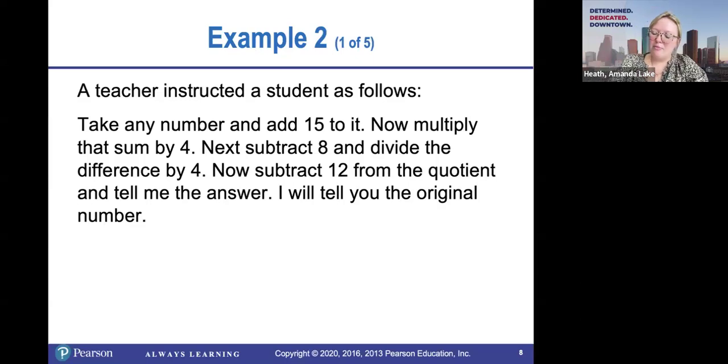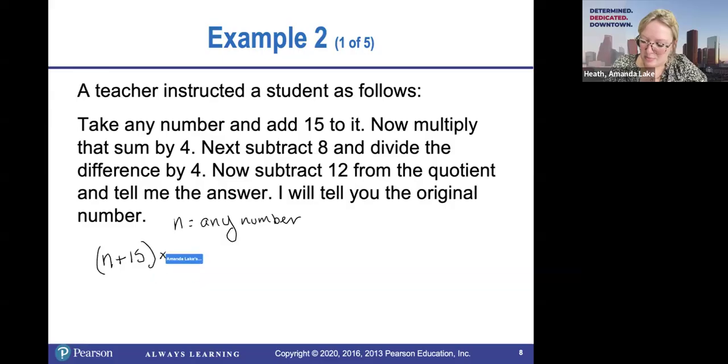So if we want to understand what this teacher's telling the student to do, they say take any number and add 15 to it. So let's let n be any number. So they first say add 15 to that number. Multiply that sum by 4. So I need to take the whole sum and multiply by 4.